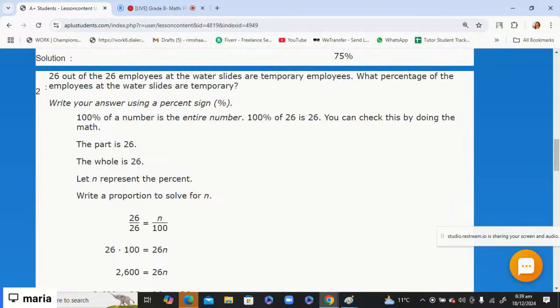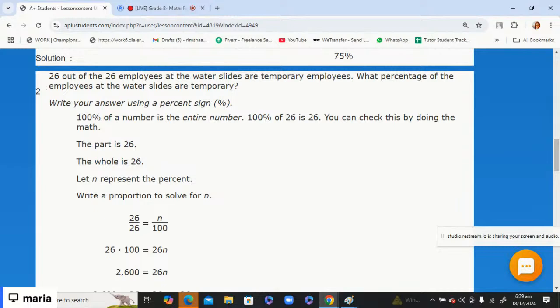26 out of 26 employees at the water slides are temporary employees. What percent of the employees at the water slides are temporary? Write your answer using a percent sign. 100% of a number is the entire number. 100% of 26 is 26, as we know that.